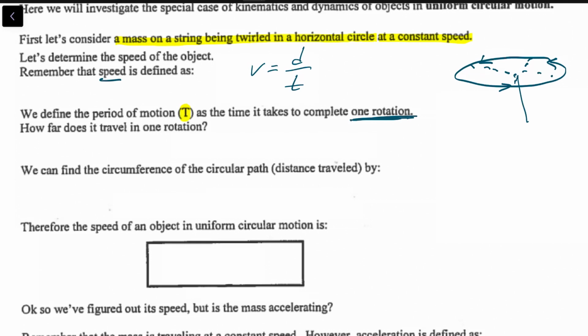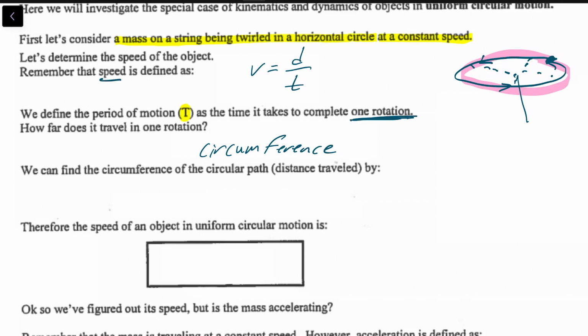First, how far does it travel in one rotation? How would you solve how far the object in the picture on the right is traveling in one rotation? Well, the answer is that it goes one circumference of the circle in one period.